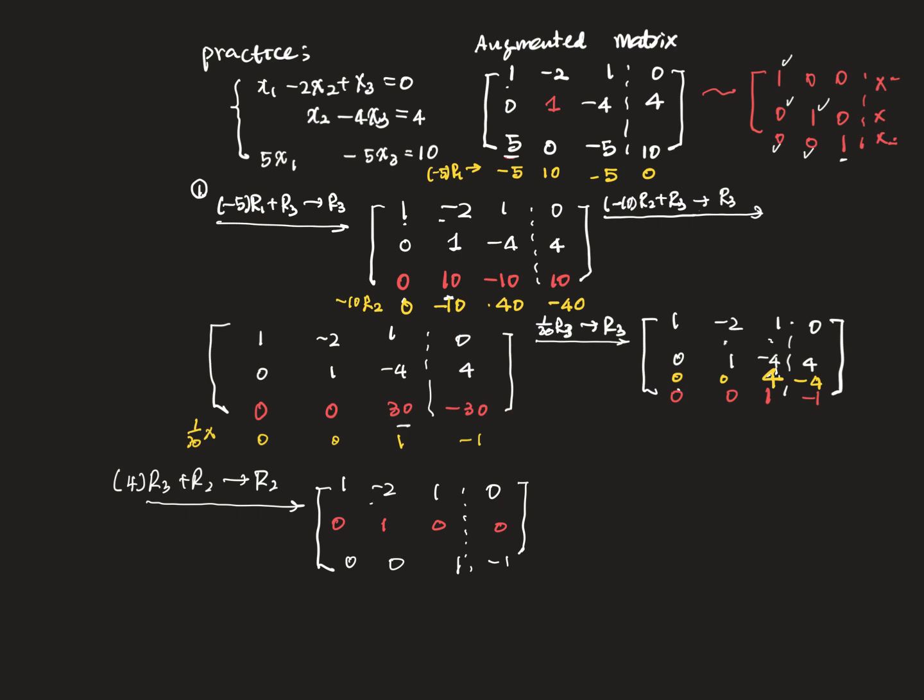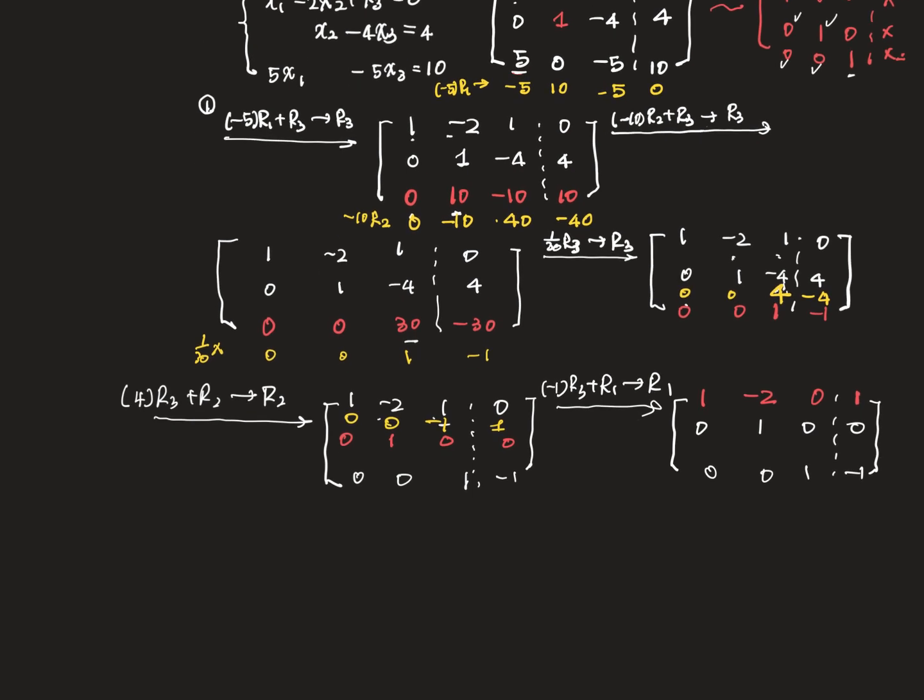Okay, good job, guys. Now, almost done. We have to change these two guys, right? Negative 2, 1. So let's go this one first. We're going to be using third row, negative 1 R3 plus R1, go to R1. So let's go here, 0, 0, negative 1, 1. So you have first row, 1, negative 2, 0, 1. Okay, other row doesn't change: 0, 1, 0, 0, 0, 0, 1, negative 1.